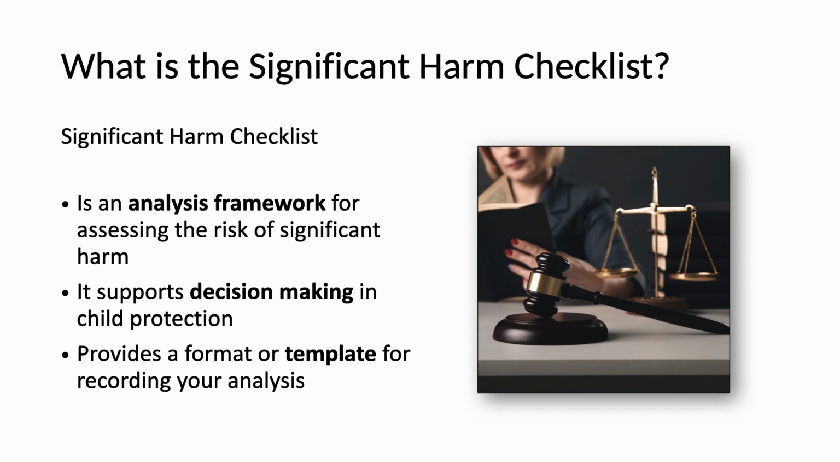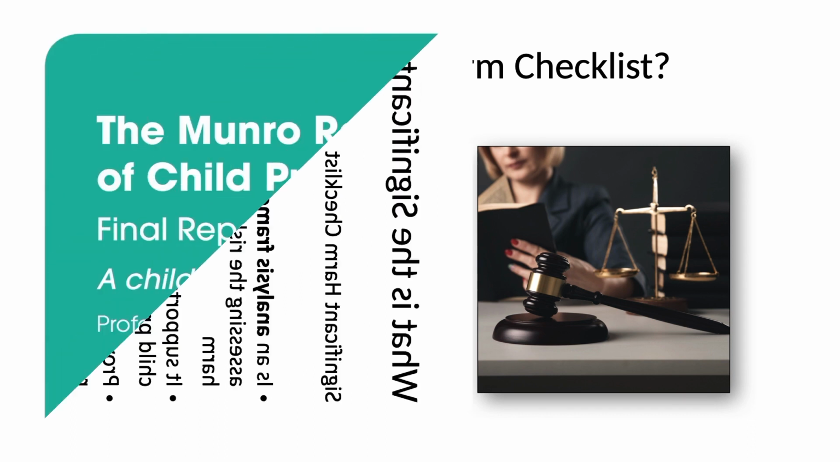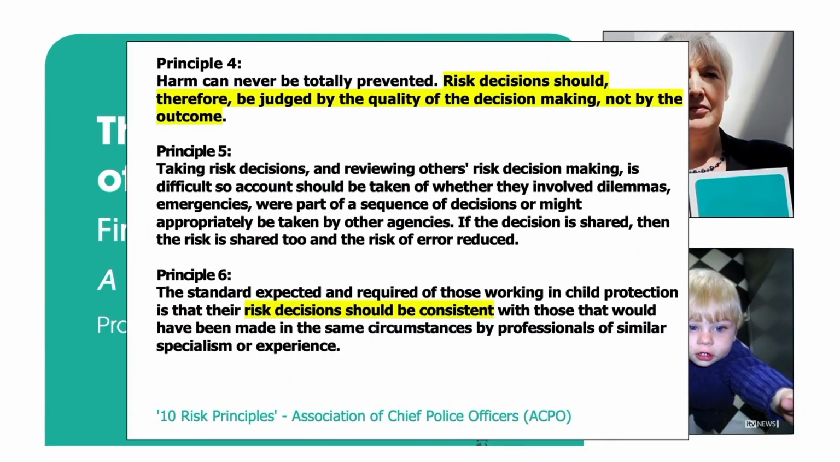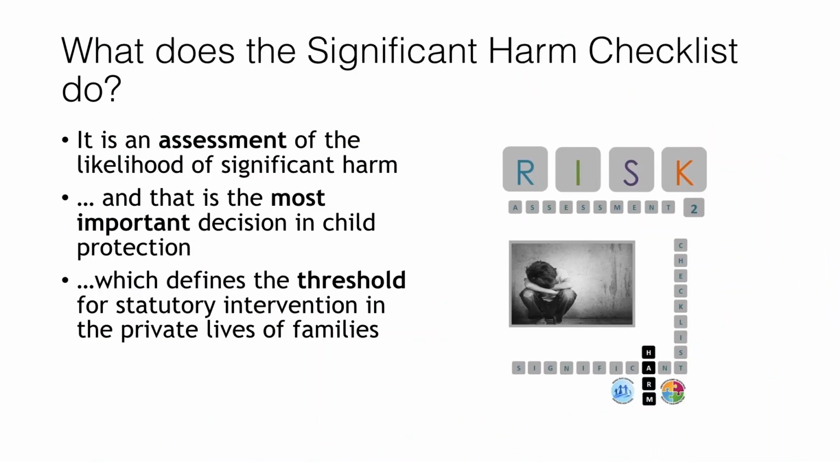The significant harm checklist, similarly to the Risk 2, very much echoes Professor Munro's recommendations in the final report to the baby Peter case. The Munro report focused on social work decision making. Workers should be judged not by the outcomes of their decisions but by the consistency and quality of decision making. So Risk 2 is driving at making consistent and good quality decisions. So what does the significant harm checklist do? We've already mentioned its use as a way of getting at consistent and good quality decisions. This assessment establishes the most important decision in child protection.